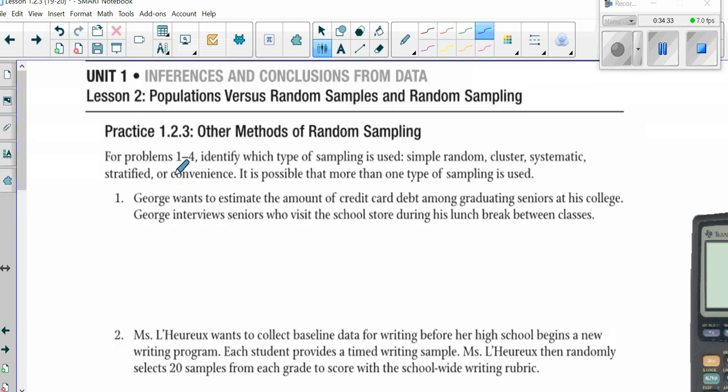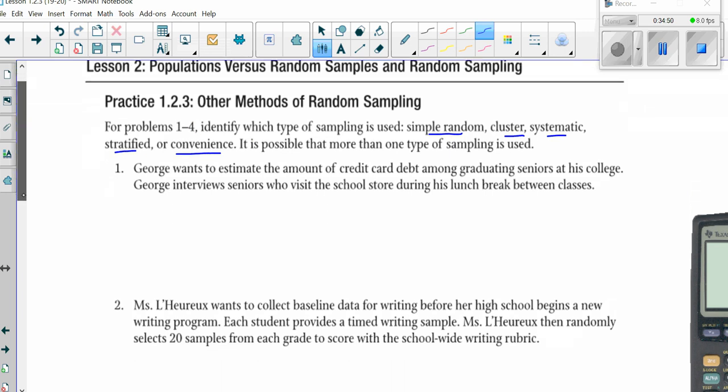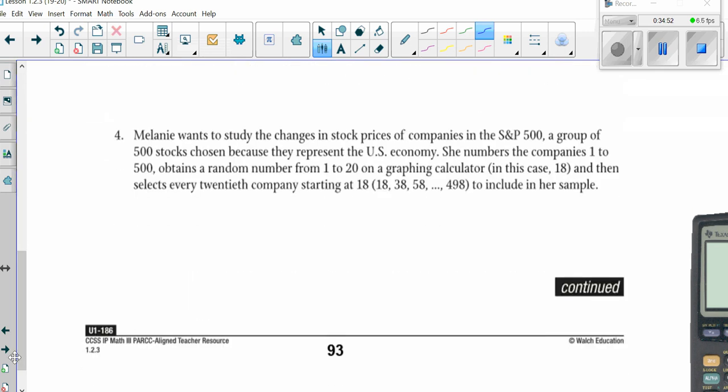You're just going to go through 1 through 4, and you're going to talk about, is it a simple random sample? Is it a cluster? Is it systematic, stratified, or convenience? So you're just identifying which of the five it represents. I would imagine since there's 5, one of them is left out. I don't think they double up on answers. So that's the first 4.